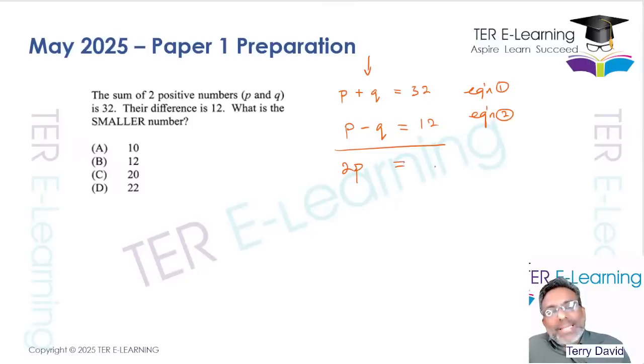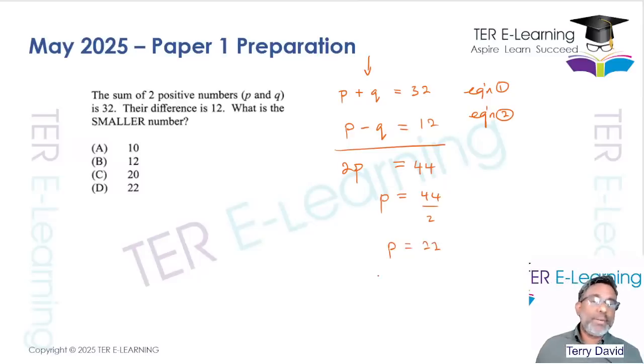And when I add this here, I'm going to get 3 and 1, 4. So this is 44. So therefore, P is equal to 44 over 2. So therefore, P is equal to 22. Now that's only one of the numbers we worked out. We still need to figure out what Q is, because the question is asking which one is the smaller.